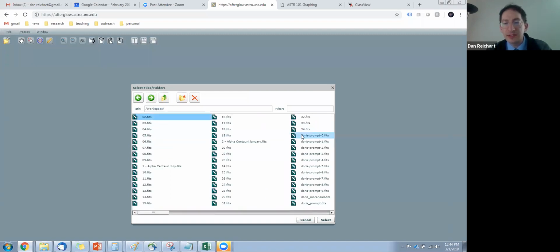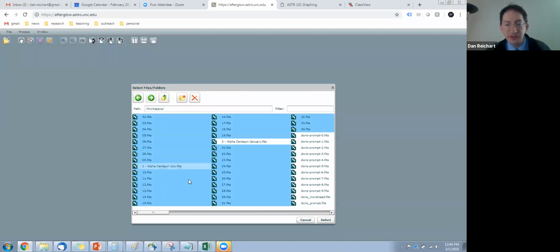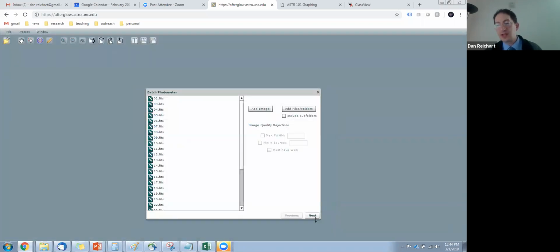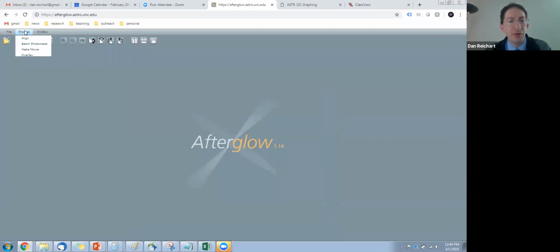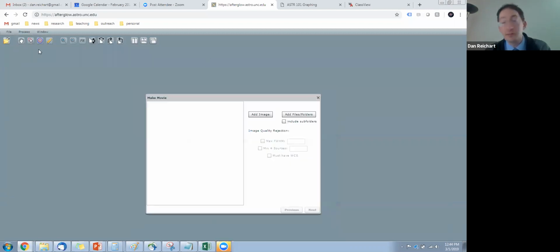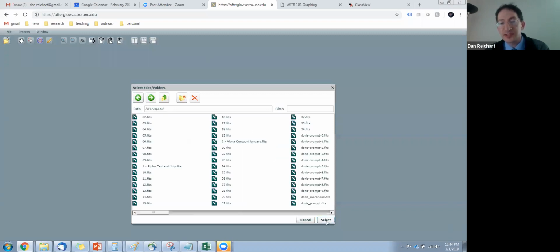And I'll go to my workspace where I have some pre-aligned images all ready to go. They are these right here, minus these Alpha Centauri ones from before. So these have already been aligned. I'm loading them in now. Oh, I'm sorry, I'm in batch photometry, not yet. But I'm making a movie. So I aligned them and I'm making a movie so we can figure out which one is the supernova. It will fade away. Then I'll batch photometer once I know what the supernova is.